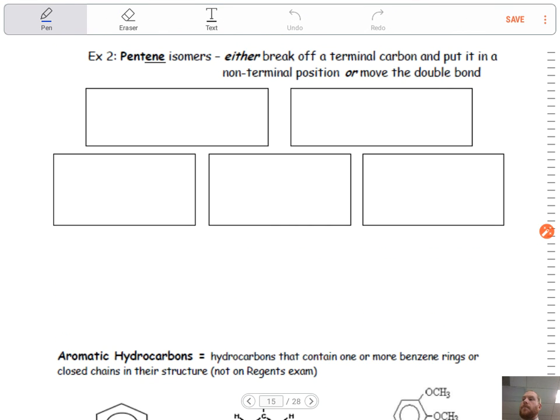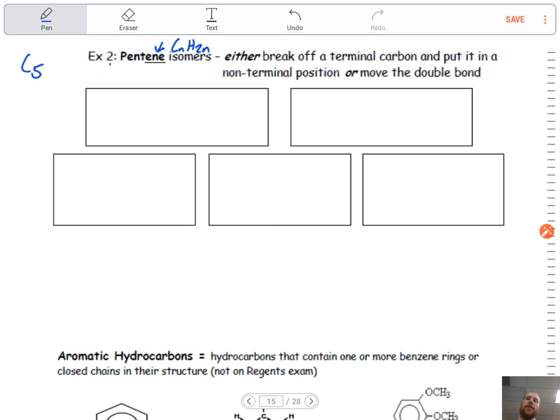So let's take a look. Okay, we're going to draw pentene isomers. So we're either going to break off a terminal carbon and put it on a non-terminal one, or move the double bond around. So pentene, guys, start there. What's my prefix, right? Pent, so that means I'm going to have C5. Now, ene. What class of compound is that? That's an alkene. So if you look on table Q, our formula for alkenes is CnH2n.